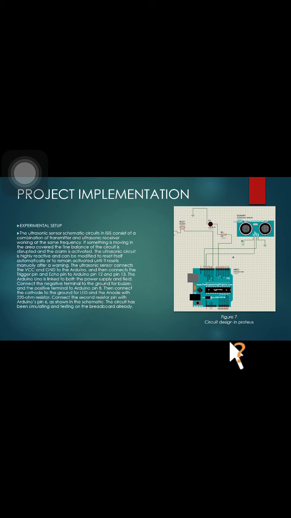For the ultrasonic sensor, connect the VCC and ground to the Arduino, and then connect the trigger pin and echo pin to Arduino pin 12 and 13. The Arduino is linked to both the power supply and field. Connect the negative terminal to the ground for the buzzer and the positive terminal to Arduino pin 8. Then connect the cathode to the ground for the LED and the anode with a 220 ohm resistor. Connect the second resistor pin with the Arduino's pin 6 as shown in the schematic. The circuit has been simulated and tested on the breadboard already.